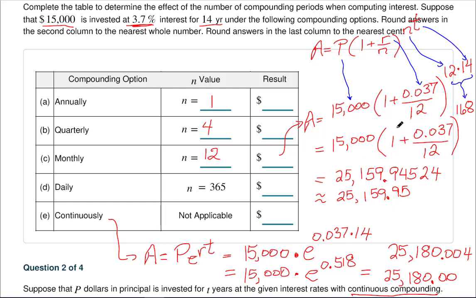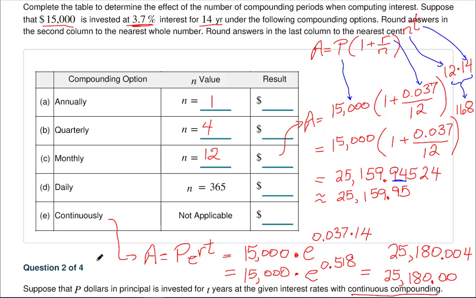Now, they said round it to the nearest cent. Alright, so I'm looking at the nearest cent. The number after this 4 is a 5. If it's 5 or bigger, you round the number up, and so the 4 becomes a 95. And so you would do this for n equals 1, 4, and also 365.